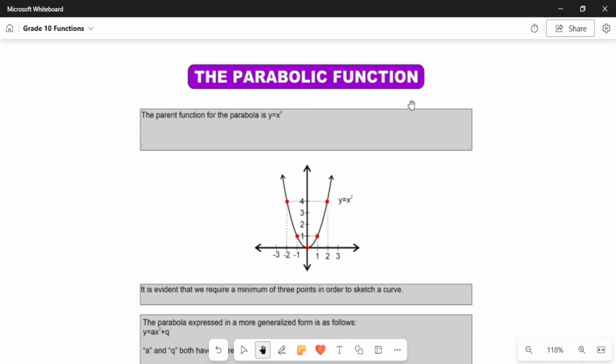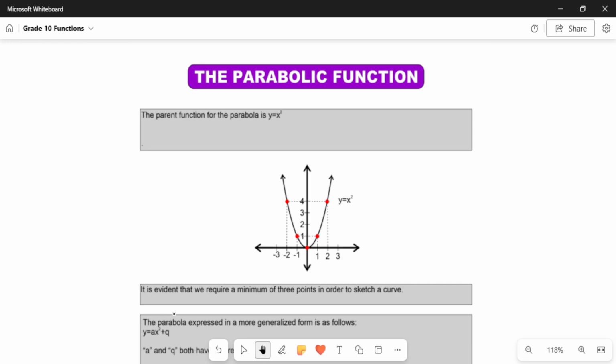Okay, so now we can finally move on to the parabolic function. Exactly as we discussed the linear function, we will first talk about the parent function, then we'll introduce the parabolic function in a more generalized form and understand what these constants mean and how they affect the shape. Exactly as I said, we have to understand these things and expand on the parent function because we want to solve much more complicated problems.